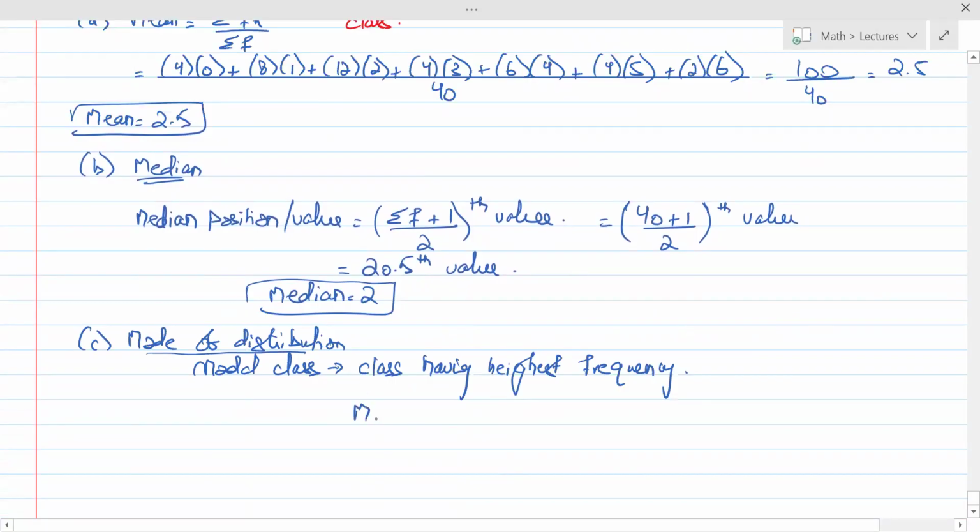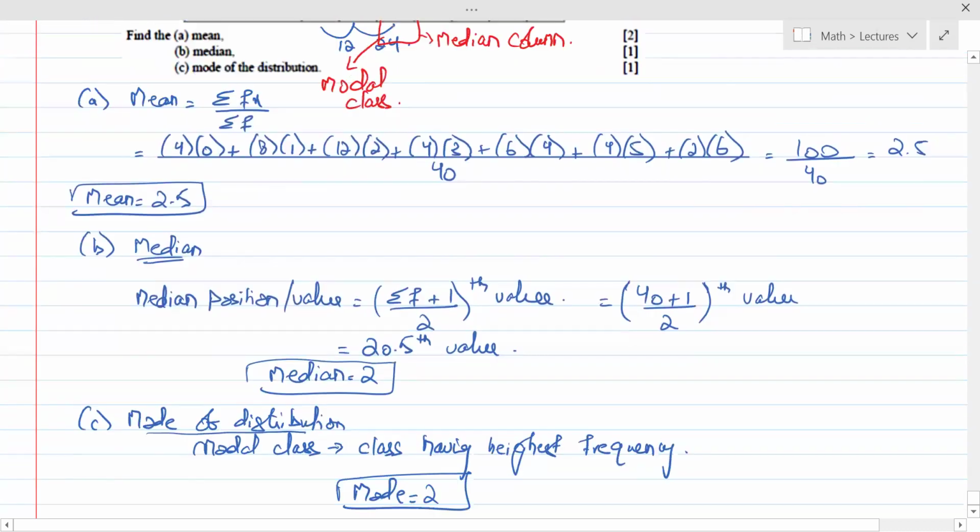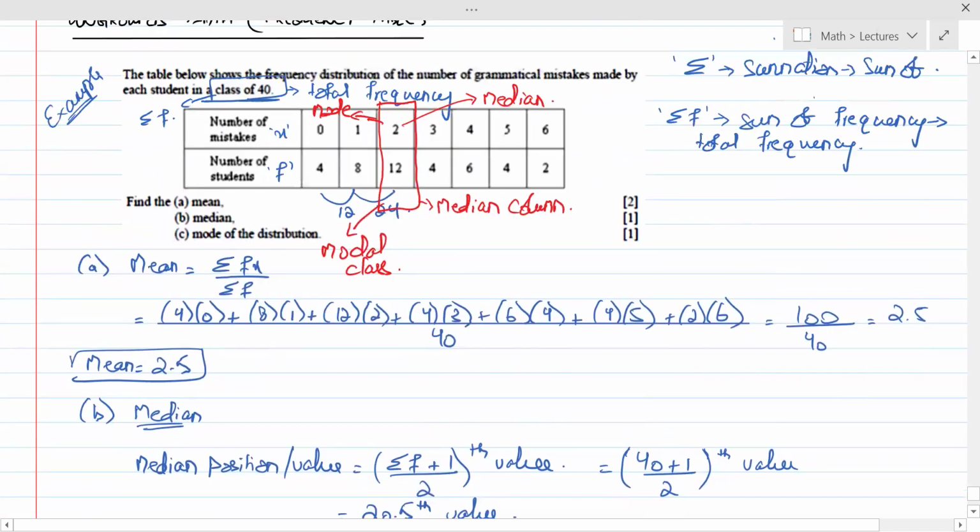Some students mistakenly write the frequency as the answer. No, it's not the highest frequency. It's the value of x representing the highest frequency. So mode in this case, it's 2. So this was about mean, median, and mode.